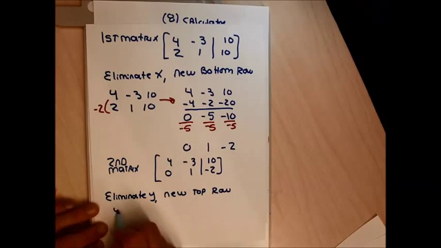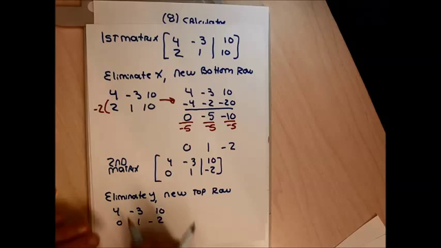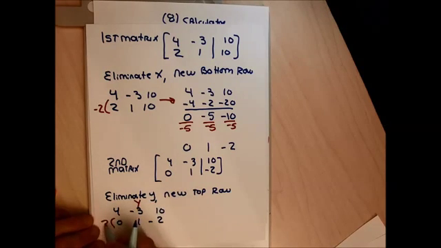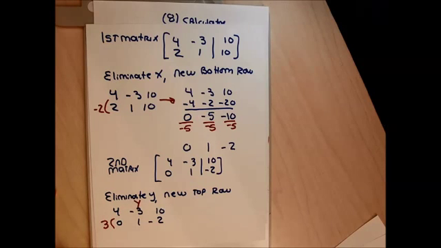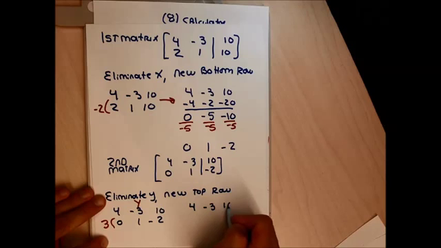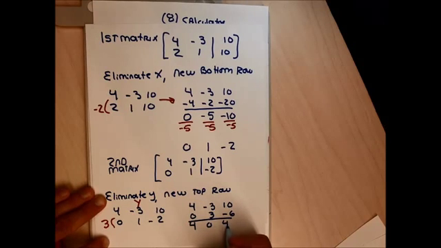So I'm going to take the 4, -3, and 10, 0, 1, and -2, and eliminate the y's. This is my y column. I need to make these numbers cancel. I'm going to do that by multiplying the bottom row by 3. I'm going to leave the top row 4, -3, and 10, and then 3 times 0 is 0, 3 times 1 is 3, 3 times -2 is -6. This is going to give me 4, 0, and 4.